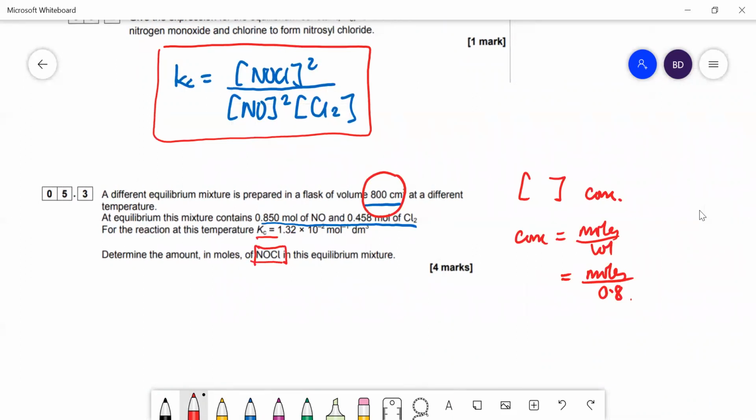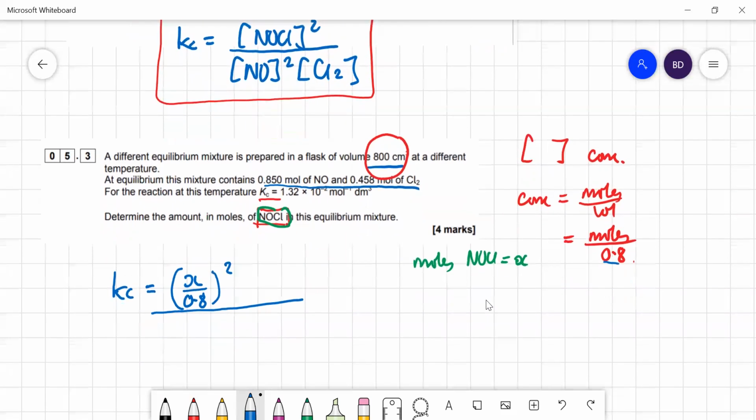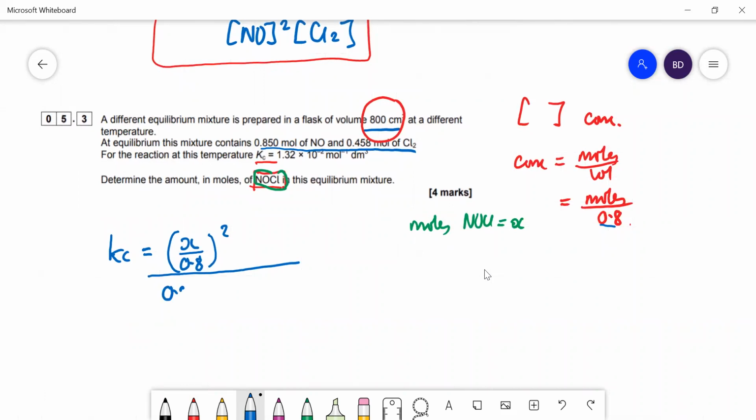Okay, right, so let's put the numbers in there. The moles of NOCl, I'm going to call that X. We've got to find that out here. So Kc is equal to, now there's some moles of NOCl, but we want the concentration, so we've got to divide by 0.8. So it's X over 0.8, all squared, divided by the moles of NO, 0.85, divided by the volume, 0.8, and that's all squared, multiplied by the number of moles of chlorine, which we have got as 0.458 over 0.8. You don't have to square that or anything.